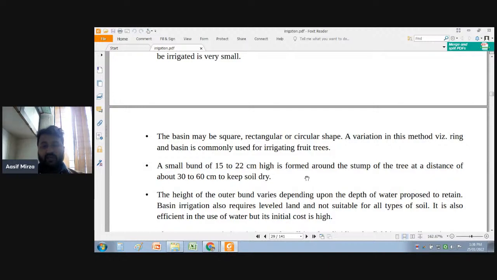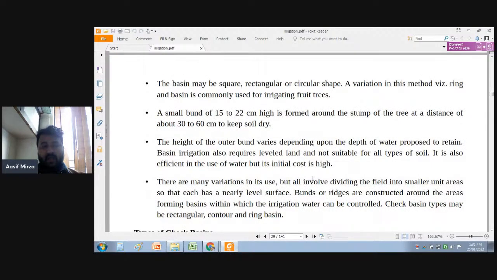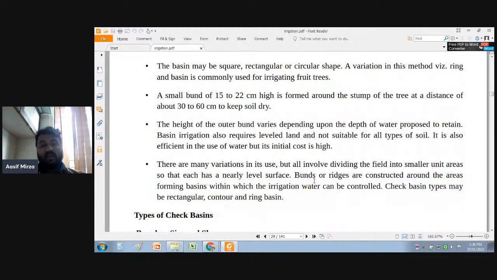Basin irrigation also requires level land and is not suitable for all types of soil. It is efficient in the use of water, but its initial cost is high. There are many variations in its use, but all involve dividing the field into smaller unit areas so that each has a nearly level surface. Bunds or ridges are constructed around the areas, forming basins within which the irrigation water can be controlled. Check basin types may be rectangular, contour, and ring basins.